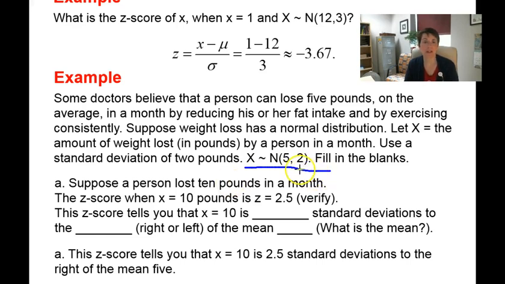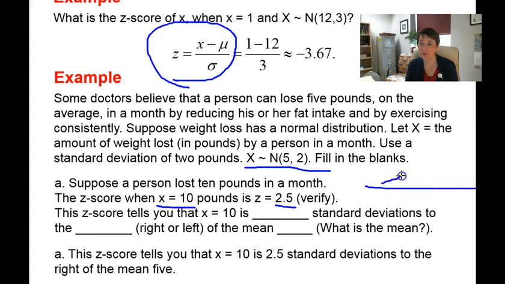So knowing that information, let's go down here. Suppose a person lost 10 pounds a month. The z-score when X is 10 is 2.5. How do we know that? Well, we just use this formula right there. Since it's 2.5, we know, I'm going to just do a little bell over here.